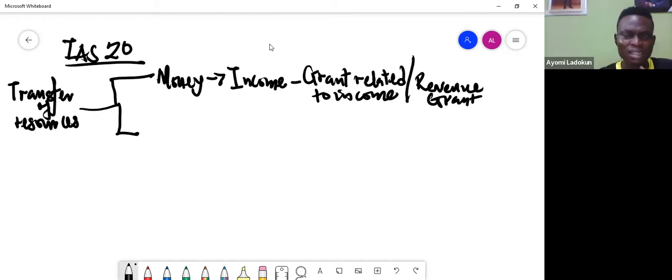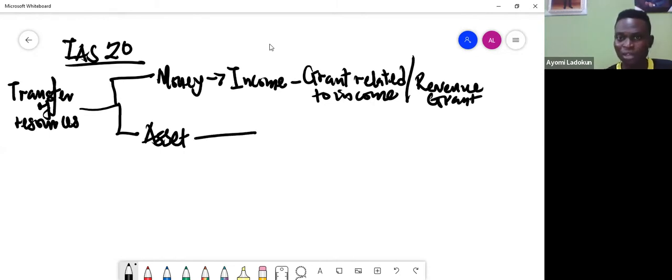Then the company or the government can also give you money or assets, right? That means they can give you money to buy assets. Remember, the first money they are giving you is to offset your expenses. So they are two different things. In the second scenario, they either give you money to buy capital equipment or assets, or they give you the asset itself. If they give you money to buy the asset, that one is straightforward. But if they give you the asset, to know the value, you look at the fair value.